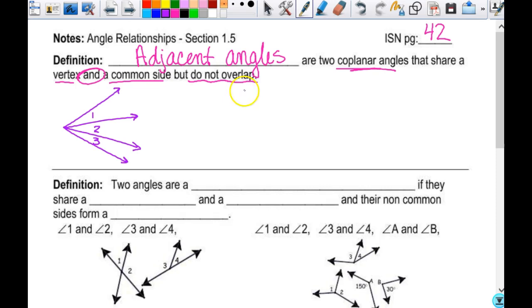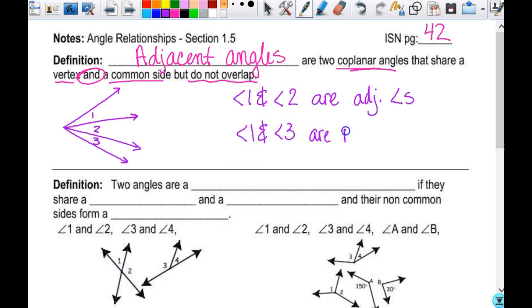So angle 1 and angle 2 are adjacent angles, and I'm going to abbreviate it ADJ. Okay, that does not mean adjective. That's what you're used to thinking it means. Adjacent, and then the angle symbol with an S for angles, and we can write less. So adjacent angles is what that says. And then angles 1 and angle 3 are not adjacent angles. Everybody okay with that? So adjacent angles, probably a new terminology for you there.